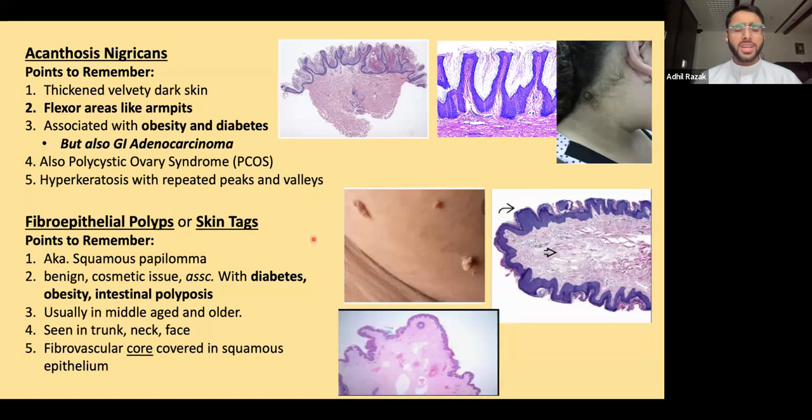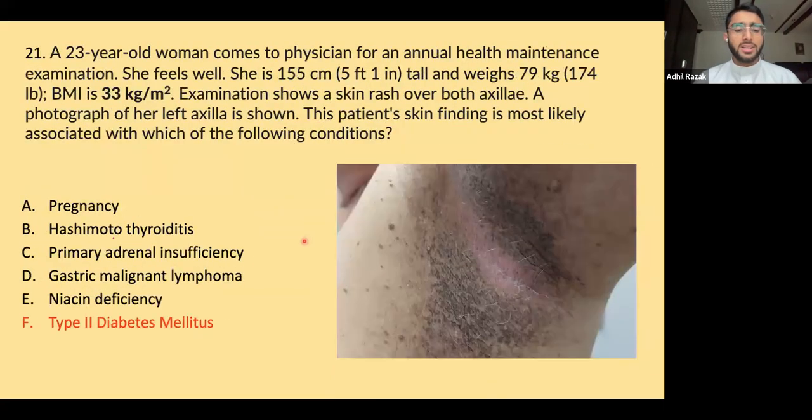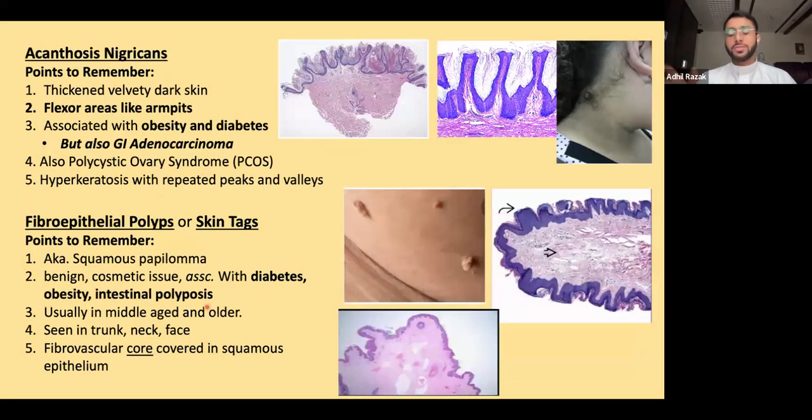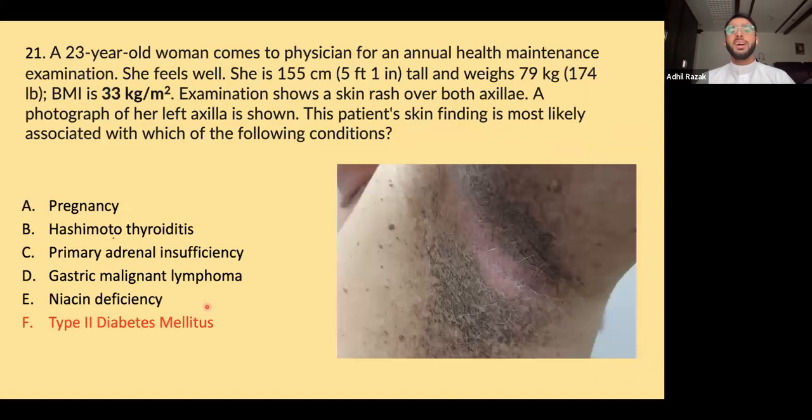Also, a little clarification, I just realized. This mentions gastric malignant lymphoma. Gastric malignant lymphoma is not associated with Acanthosis nigricans. It is gastric adenocarcinoma. They're both different gastric tumors. So yeah, it's a common misconception, but malignant lymphoma is not associated with Acanthosis nigricans. But if it said gastric adenocarcinoma, that would be the right answer.